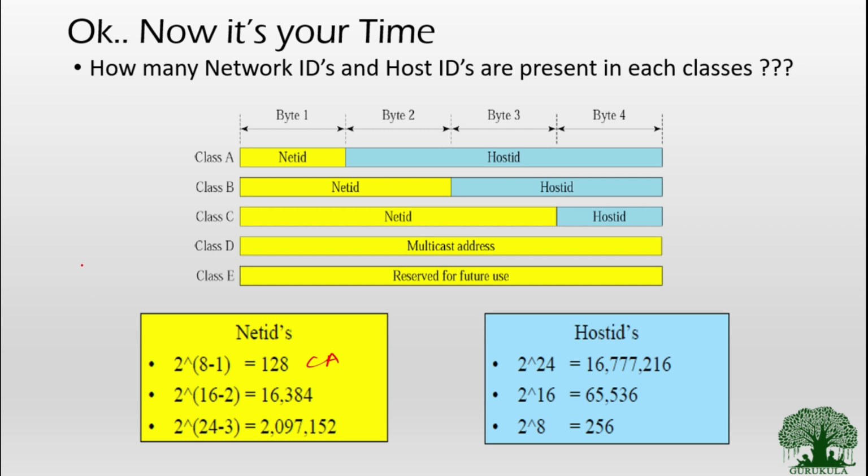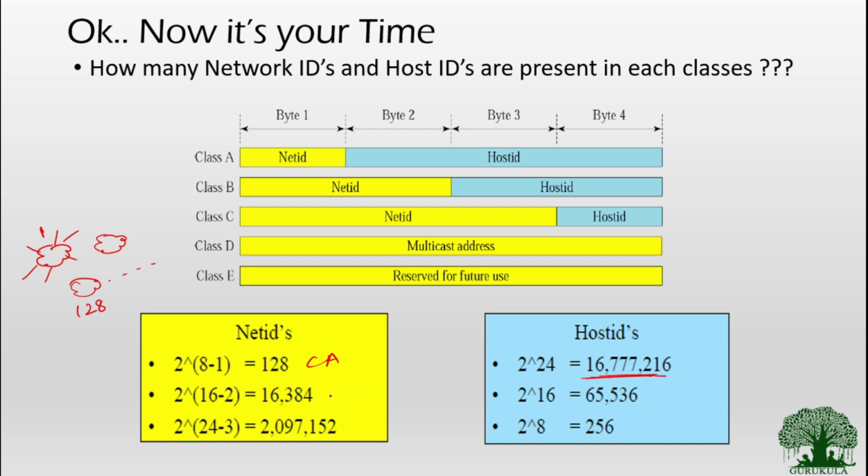Which means I am talking about this particular network: network 1, network 2, network 3, network 4 and so on. Similarly, you can have 128 networks like this in class A. And in each and every network, these many hosts can be connected. It is 2 to the power of 24, as 24 bits are allocated for the host. So that is the maximum number of net IDs and host IDs that can be connected in class A.